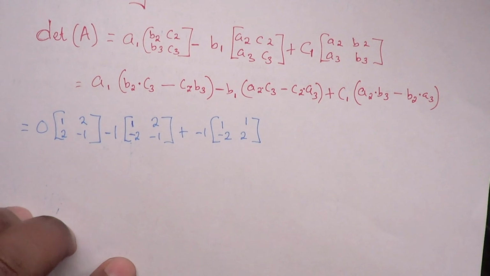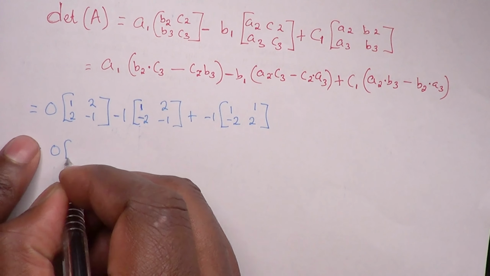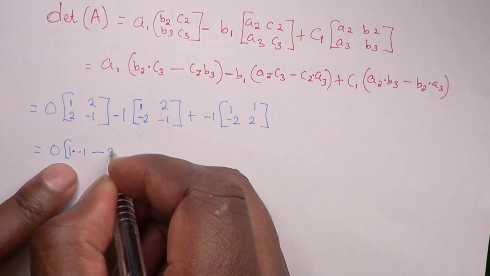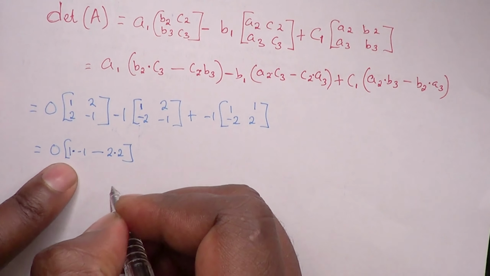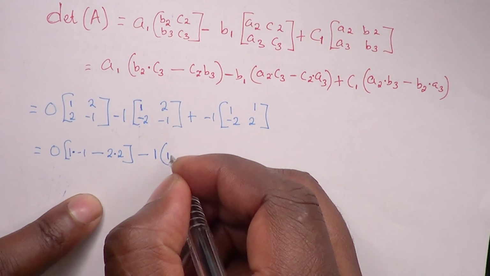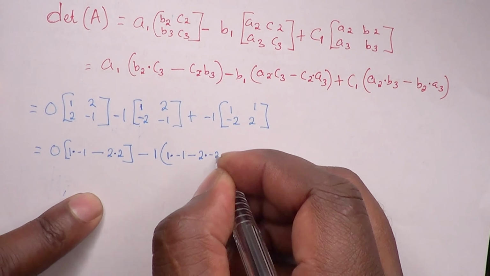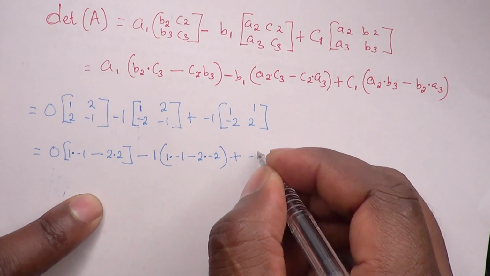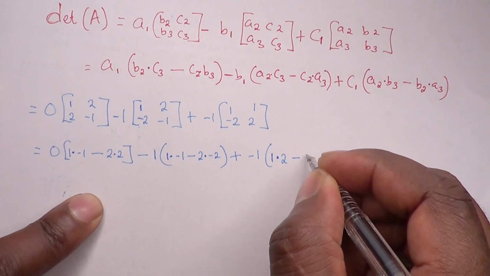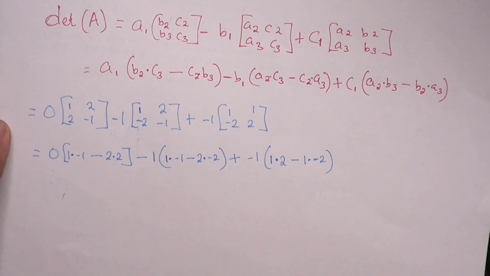Okay, from there now we need to multiply. So it will be 0 into 1 times negative 1 minus 2 times 2. Minus 1 into 1 times negative 1 minus 2 times negative 2, plus negative 1 into 1 times 2 minus 1 times negative 2. Up to there we are okay.